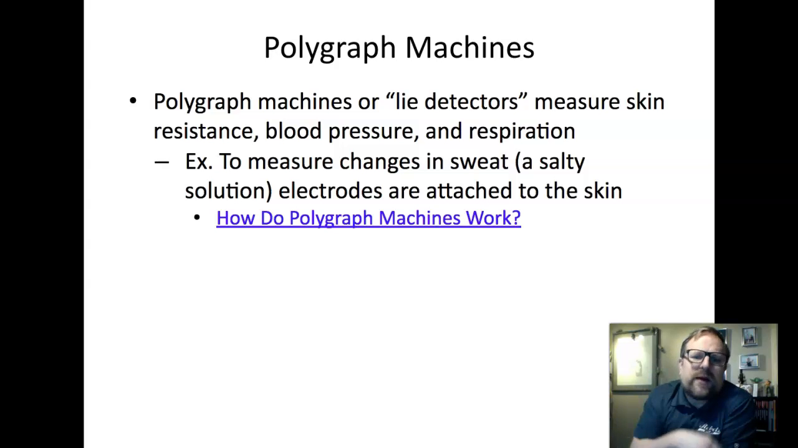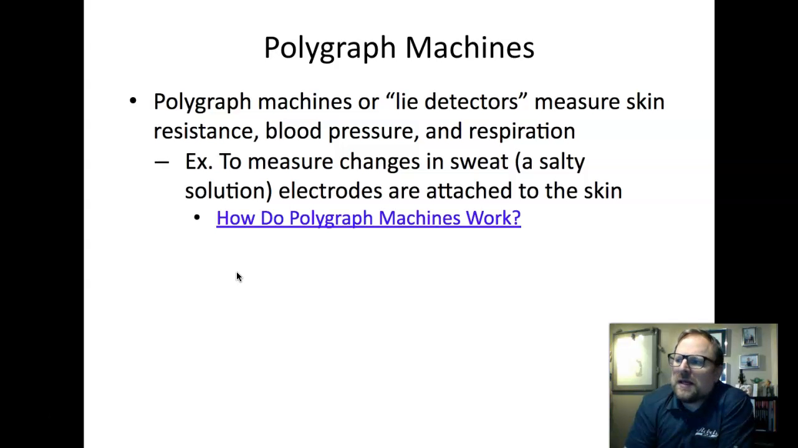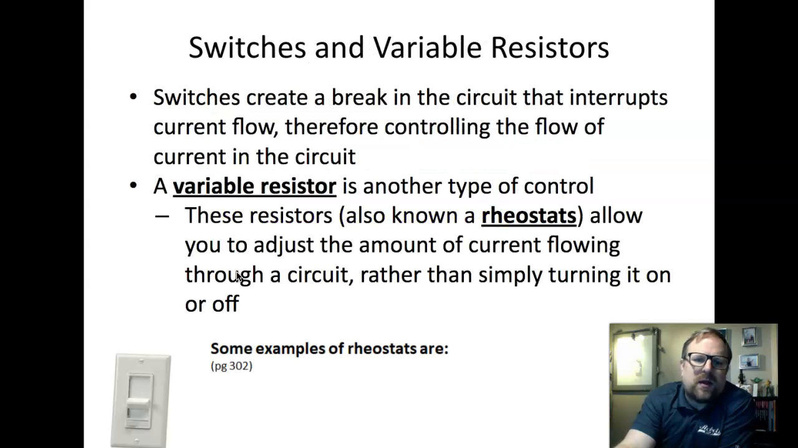Again, polygraph machines, just as an example, or lie detectors, measure skin resistance, blood pressure, and respiration. Basically they measure the changes in sweat, which is a salty solution, with electrodes that are attached to the skin. And if you want to know a little bit more about this, go into the Google Classroom, into the resources section where the videos are, and have a click and look at that.